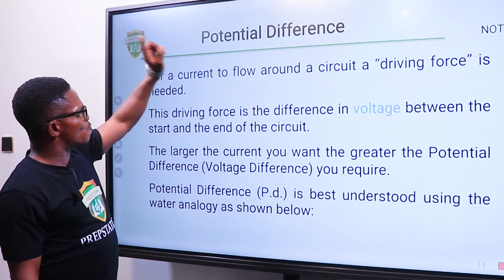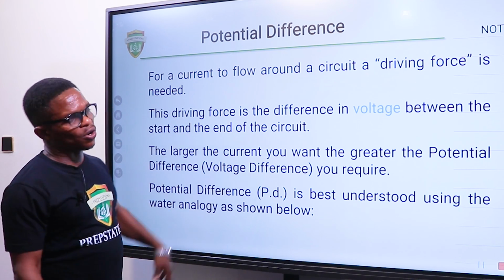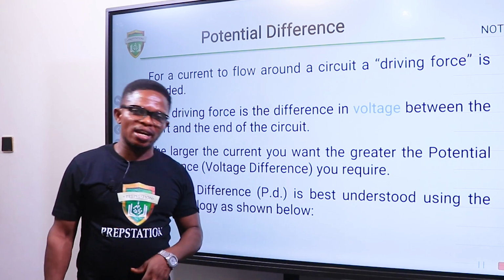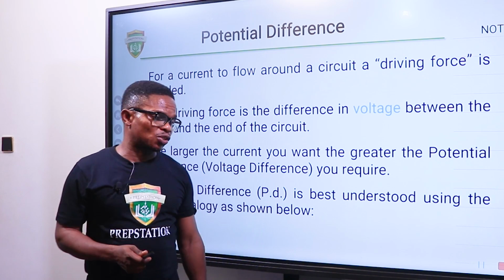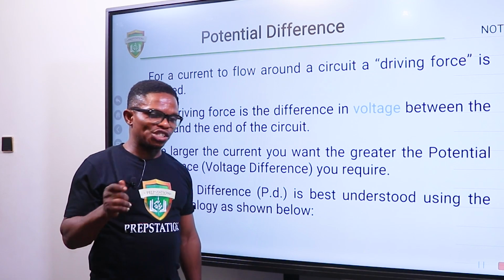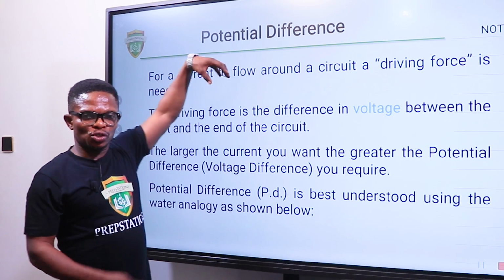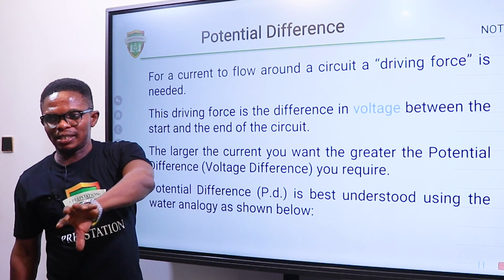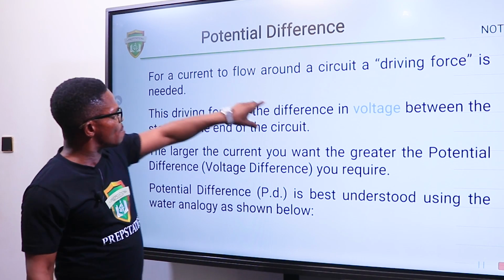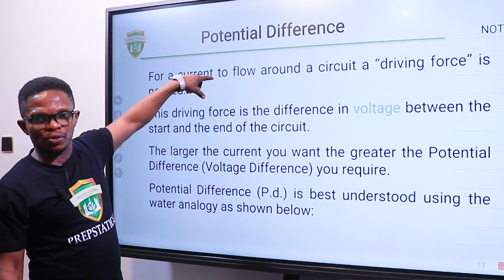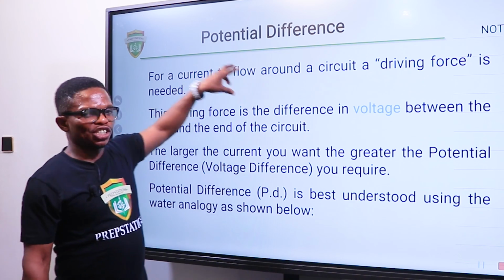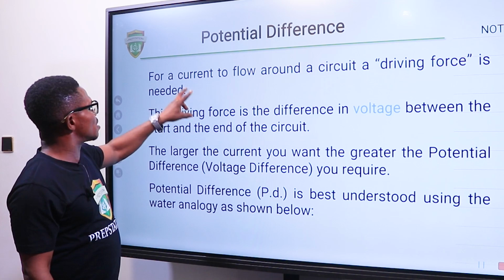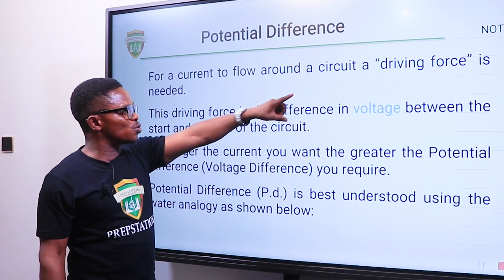Now, for a current to flow around a circuit, a driving force is needed. Yes, if we go back to Newtonian physics, according to Newton's first law, which is also known as the law of inertia, an object will continue to be at rest until what happens? Until a force is applied to make it move. So the same applies to an electric circuit. The electrons or the charge will not just move on their own to generate current. Something has to move the charge, according to Newton's law.